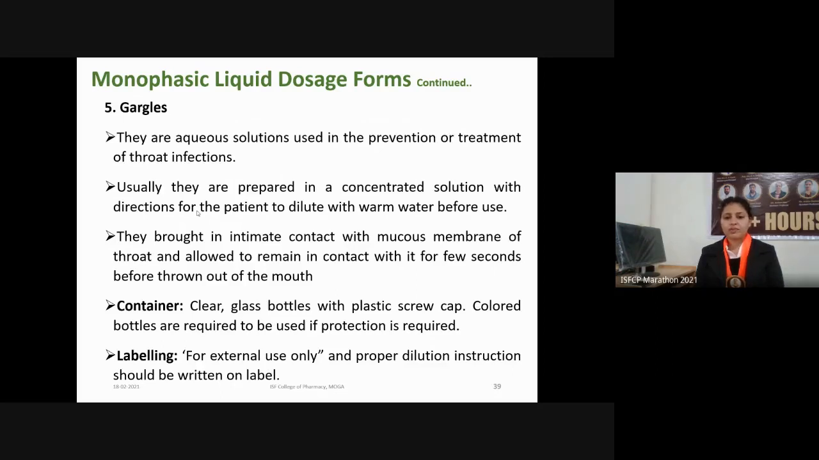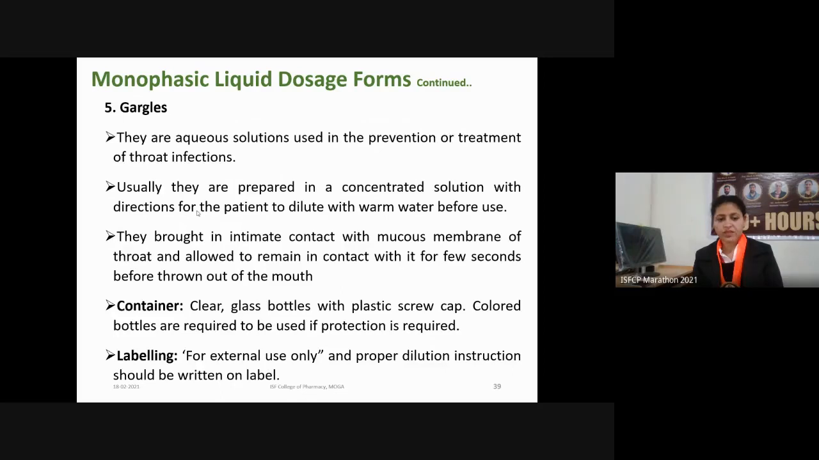We all know how gargles work. We just have to bring the gargle into intimate contact with the mucous membrane of the throat. By using air from the lungs, we keep that gargle for a few seconds on the throat and then throw it out of the mouth. The containers that are used for gargles are clear glass bottles or plastic screw caps. Colored bottles are required to be used if protection is required.